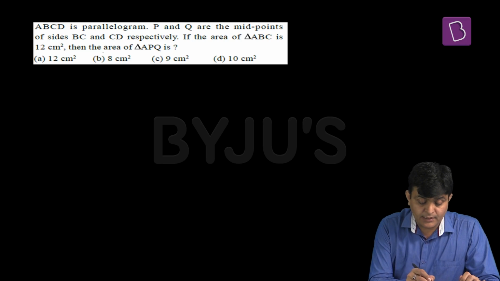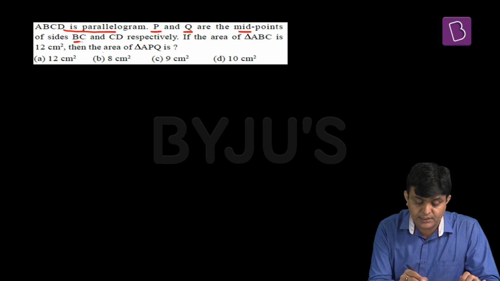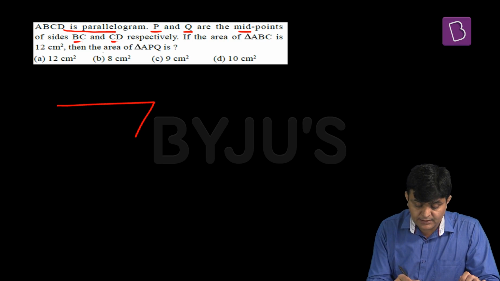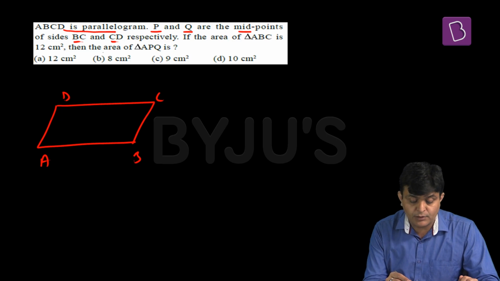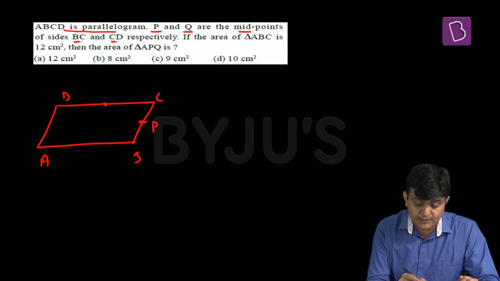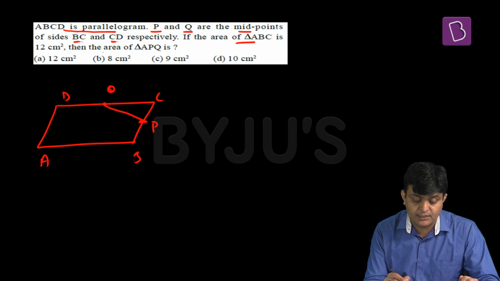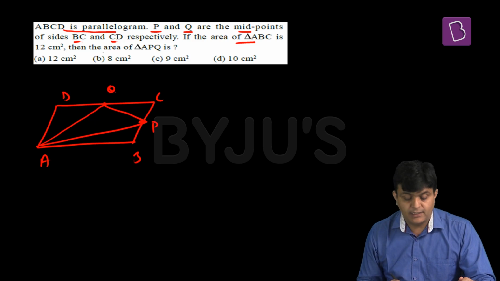Next question is, ABCD is a parallelogram. P and Q are the midpoints of sides BC and CD. Let ABCD be a parallelogram, and P and Q are midpoints of sides BC and CD. This is midpoint P and this is midpoint Q. If the area of ABC is 12, then what is the area of APQ? We have to find the area of triangle APQ.